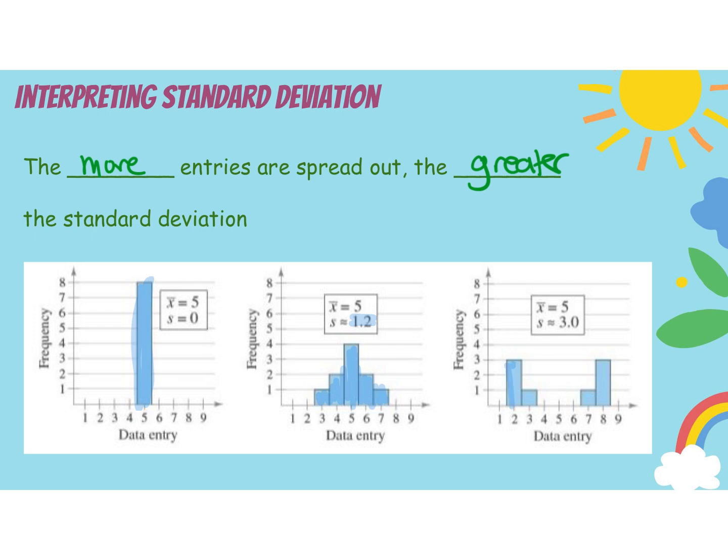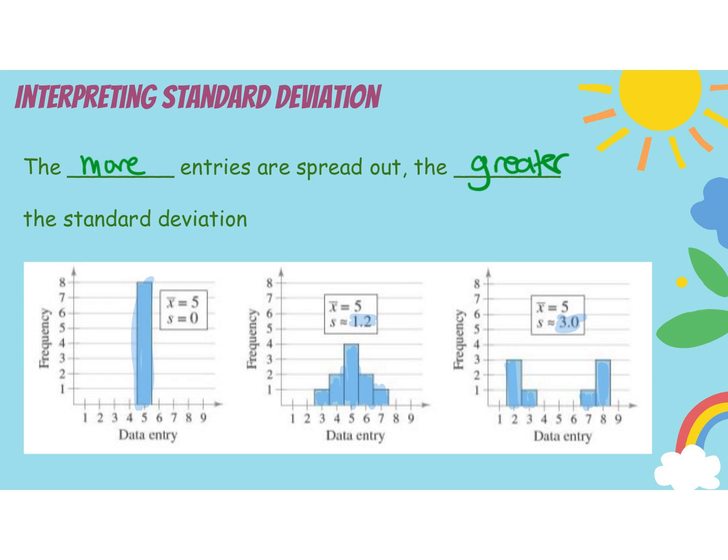And in our last example, our data is much more spread out. And so you can see a growing standard deviation. We hopped up to 3 there. So the larger your standard deviation, the more spread out your data entries are.